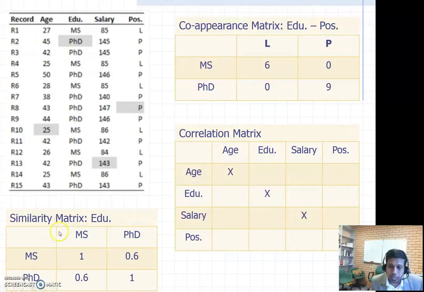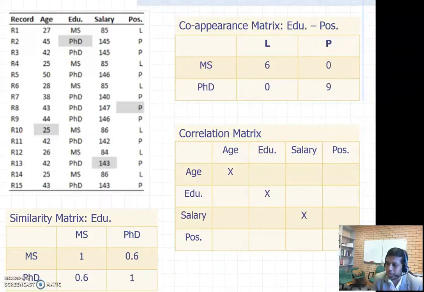Similarly, the third thing that we do is the similarity metric. Similarity metric is for every attribute individually. After we categorize, or all the values are categorical, we can then calculate similarity between two different values, for example, MS and PhD. What is the similarity between MS and PhD? The values of one attribute, the domain values for one attribute, we can have a matrix for their similarity.